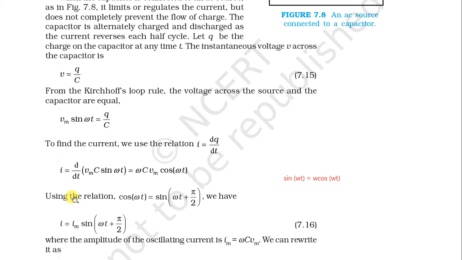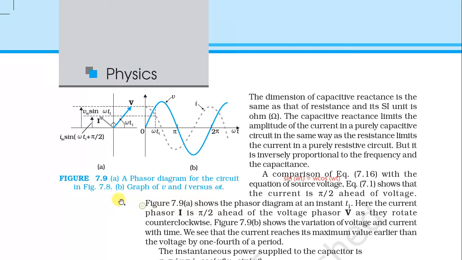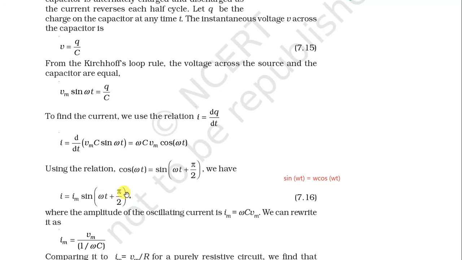Using the relation, we know that cos omega t is equal to sin of omega t plus pi by 2. Whenever we add plus 90 degrees or plus pi by 2, it converts into cos omega t. So we have I equal to omega C Vm cos omega t, and in place of cos omega t we write sin of omega t plus pi by 2.